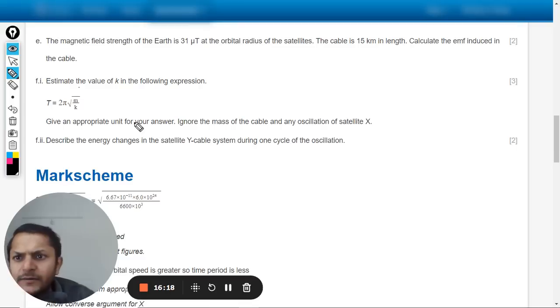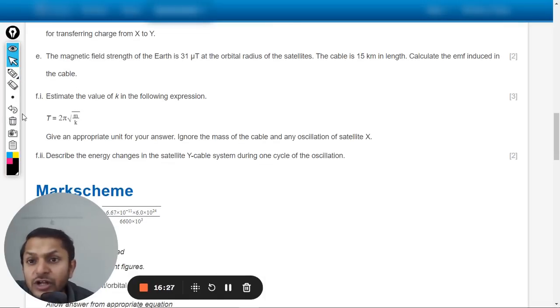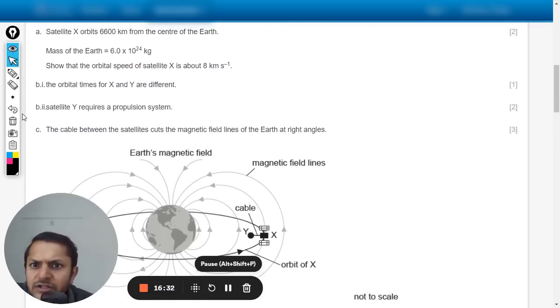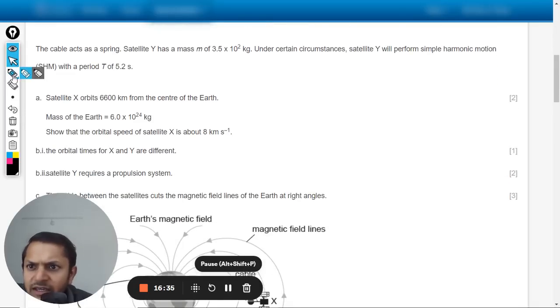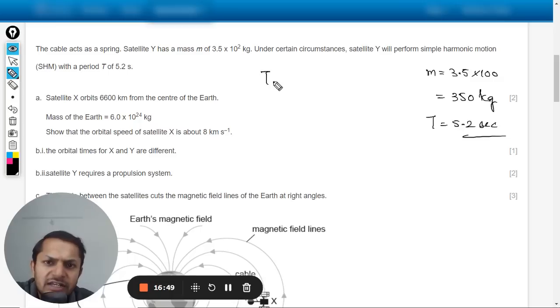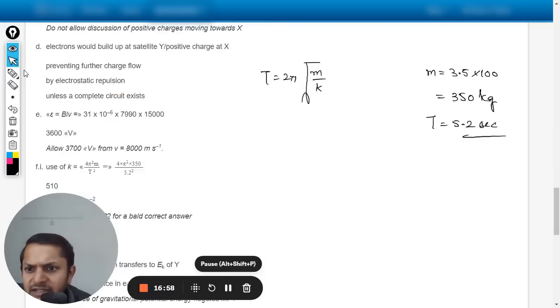So F1. Estimate the value of k in the following expression. So T is equal to 2 pi root of m by k. So they are clearly referring to the simple harmonic motion now. And I think time period was given, and the mass of the satellite was also given. So we have to see where it was given. Yeah, here. So the mass is given as 3.5 into 100, so you can just call it 350, and the time period is taken as 5.2 second. So T is equal to 2 pi root of m by k, and by applying this formula we can find the value of k. Let's go to the mark scheme and see what they are doing.